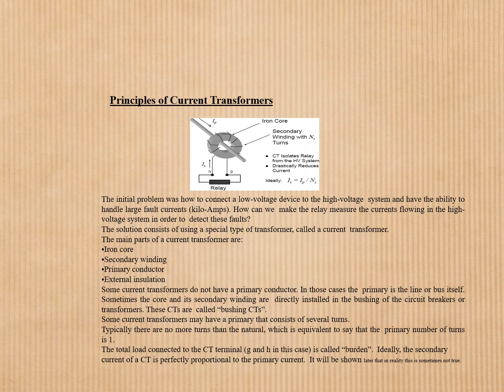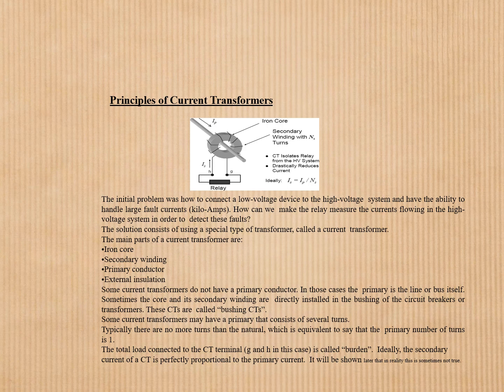The main parts of a current transformer are the iron core, secondary winding, primary conductor, and external insulation. Some current transformers don't have a primary conductor. In those cases, the primary is the line bus itself. Sometimes the core and its secondary winding are directly installed in the bushing of the circuit breaker or transformer. These CTs are called bushing CTs.